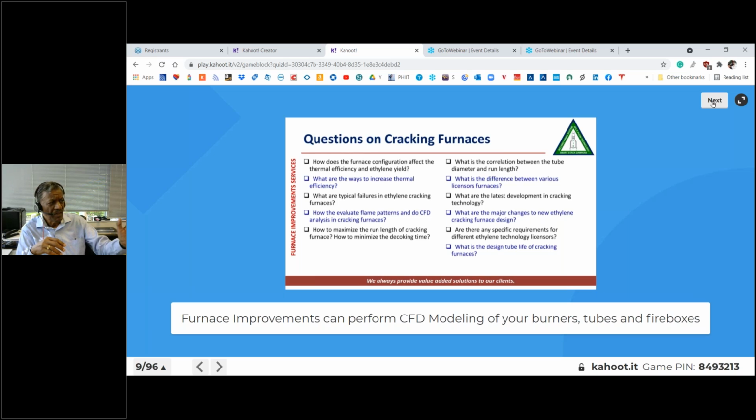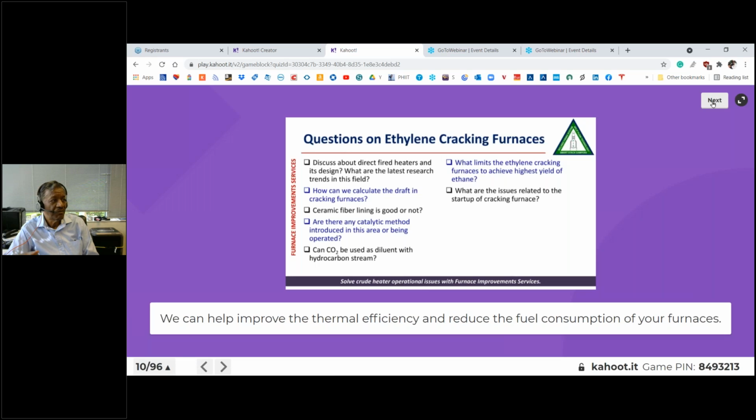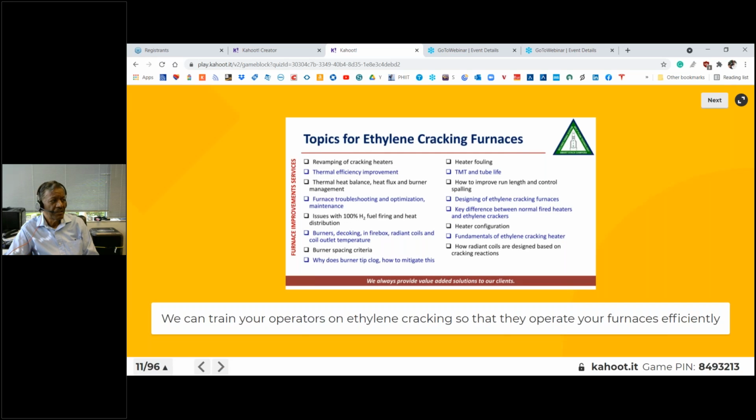And you look at all these things, typical failures, flame patterns, all those things, we will try to help you with the operational issues, questions. I want to make it very, very simple. We can help you with the draft if you're having draft limitations, with the ceramic fiber, CO2 emissions, greenhouse gas emissions. If you want to reduce greenhouse gas emissions from your furnaces, you want to reduce NOx emissions from your furnaces, we can help you there. So we got tons and tons of questions actually.